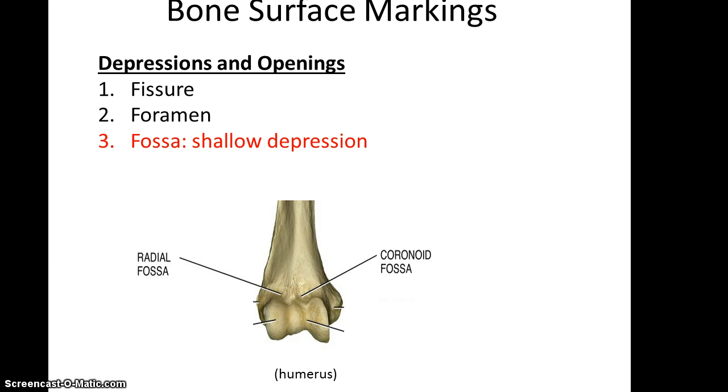Fossa. A fossa is a shallow depression. So you see two fossas here on this image of the distal end of the humerus, the radial fossa and the coronoid fossa.